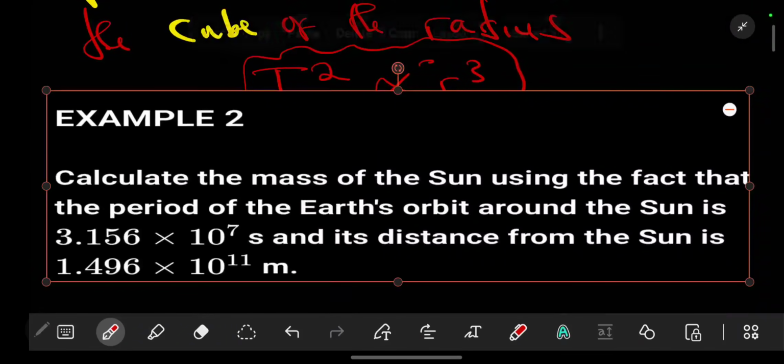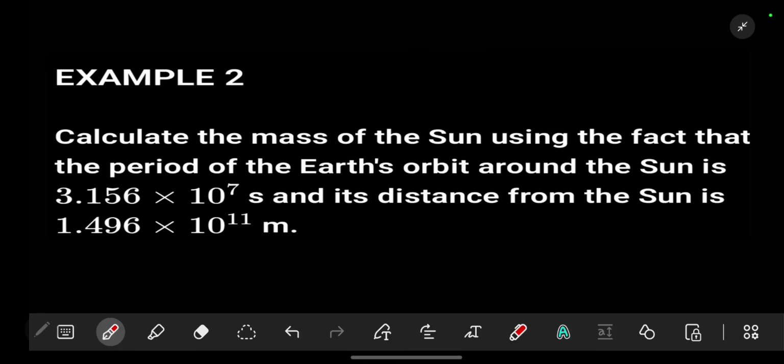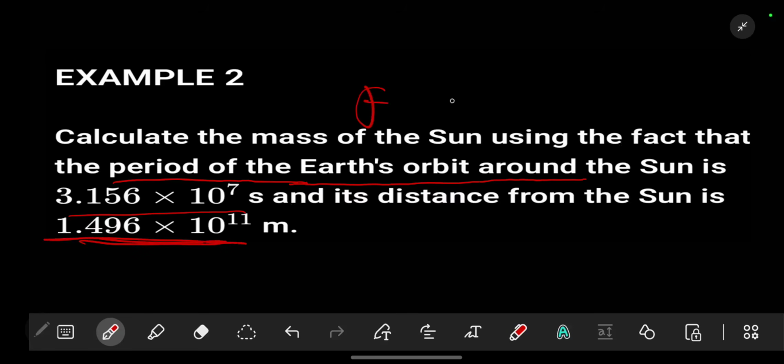So let's begin with this question as our first example. Calculate the mass of the Sun using the fact that the period of the Earth's orbit around the Sun is this, and its distance from the Sun is this. So the distance is the radius. Immediately you see periods or frequency, just think of Kepler's third law. They have given you the period, then calculate the mass of the Sun.